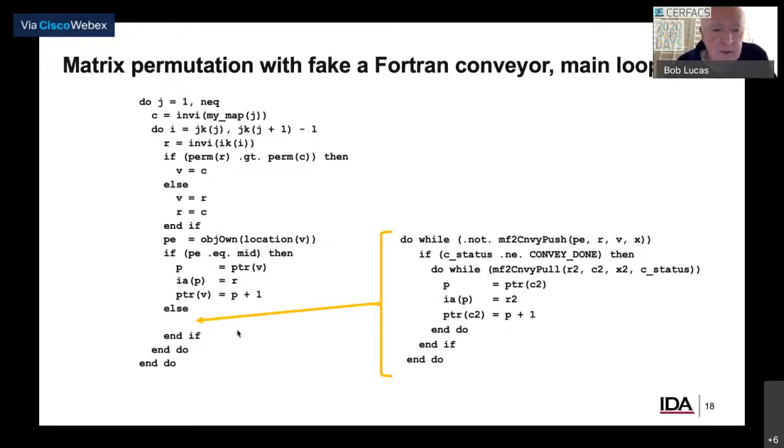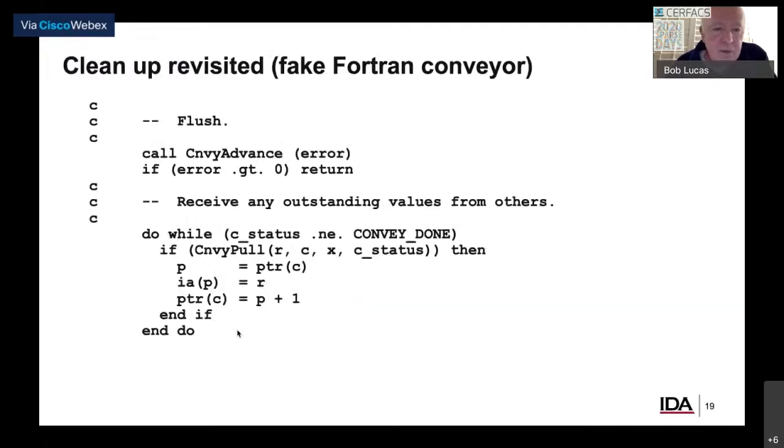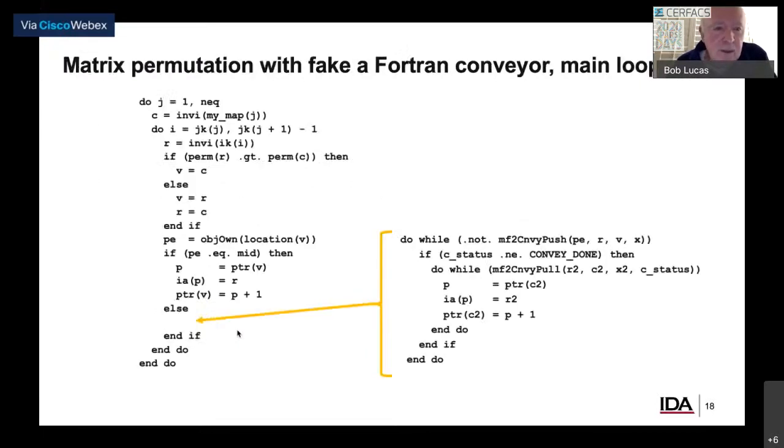In the end, if you want to flush your send buffers, you just call advance, and then pull until you run out of things to receive. So much simpler than before.